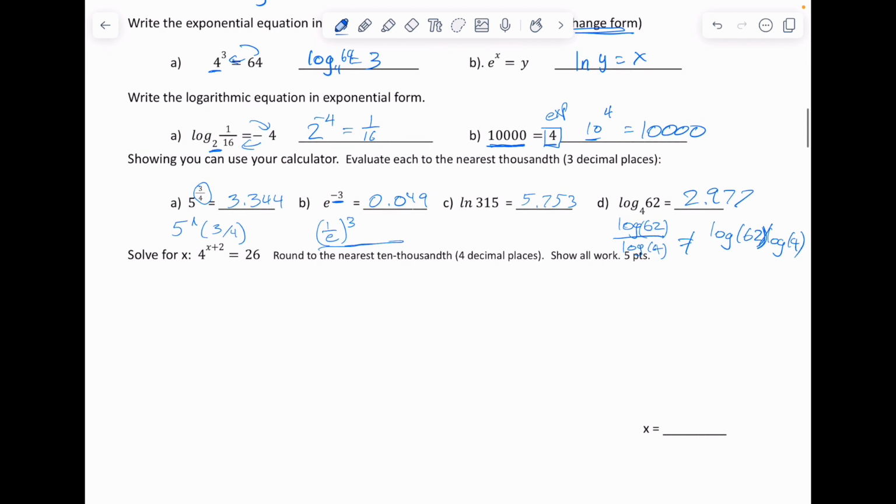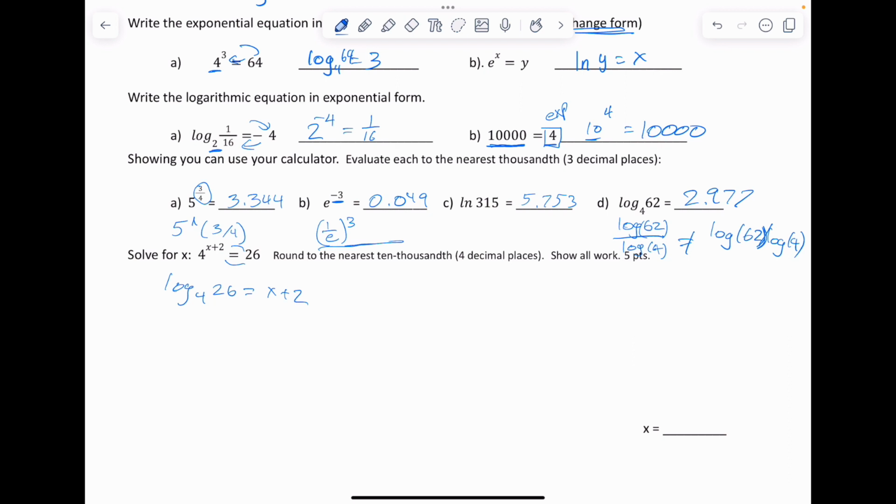Next question. Solve for x. 4 to the power of x plus 2 equals 64. Let's switch this over to log form, because unless we're just going to plug in x, we have no way of figuring this out. So right now it's in exponential form, so let's switch over to log form. Log base 4, switch these two spots, 26 equals x plus 2.